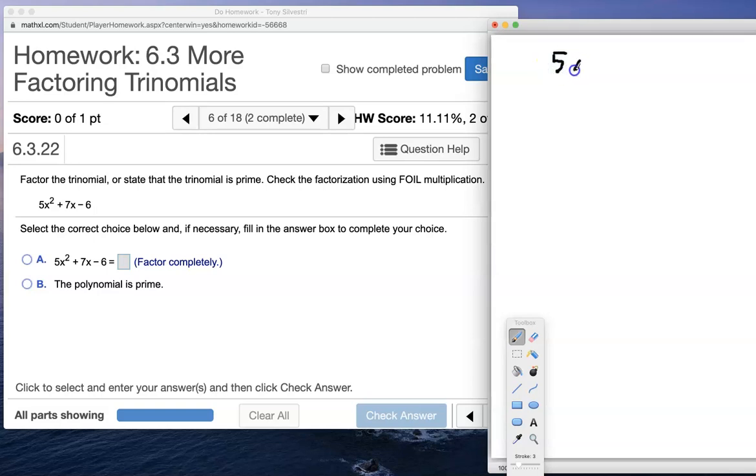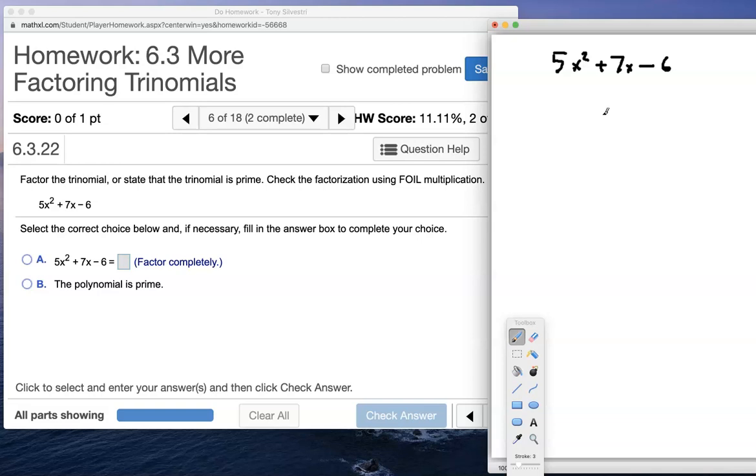5x squared plus 7x minus 6. Step 1. You remember step 1? Factor out the greatest common factor. There is no greatest common factor. Nothing. You can't do anything with 5, 7, and 6. Those numbers, the best you can do is pull out a 1. And 1 doesn't count.